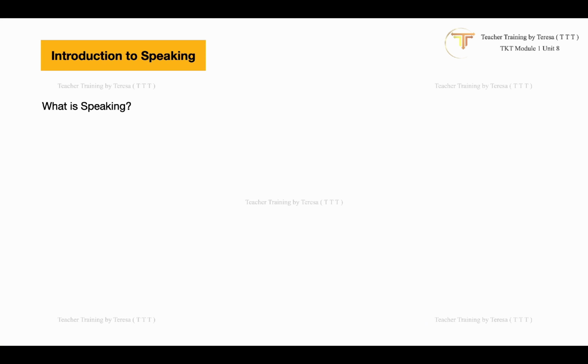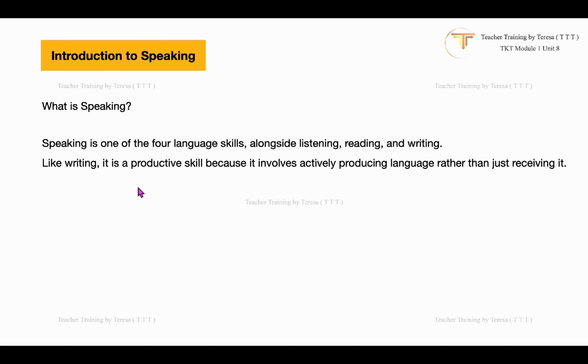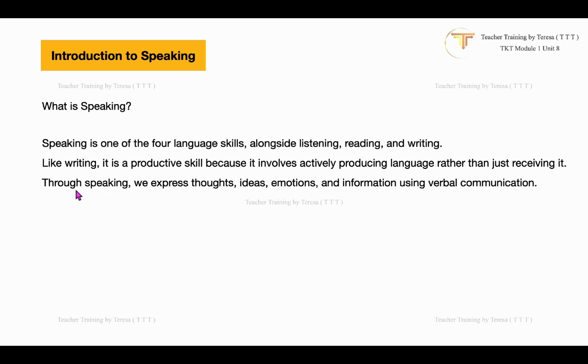Introduction to speaking. What is speaking? Speaking is one of the 4 language skills, alongside listening, reading, and writing. Like writing, it is a productive skill, because it involves actively producing language, rather than just receiving it. Through speaking, we express thoughts, ideas, emotions, and information, using verbal communication. It is essential for effective interaction in everyday life, work, and academic settings.